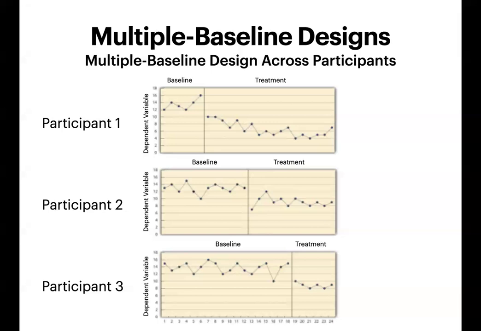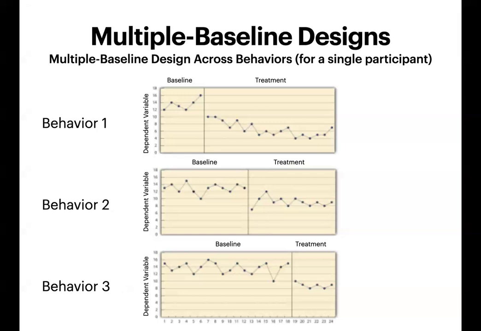If the dependent variable shifts when the treatment is introduced to one participant, it could be coincidental. However, if multiple participants show changes in the dependent variable at different treatment times, it strongly suggests that there is a real effect rather than a coincidence.